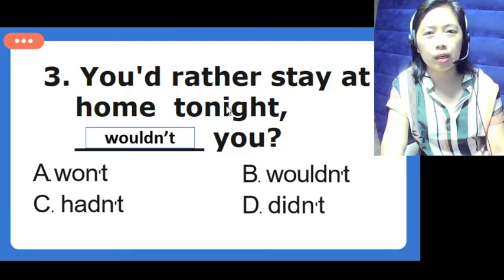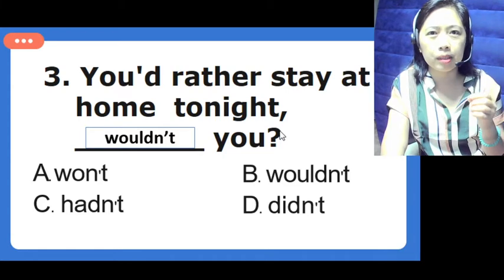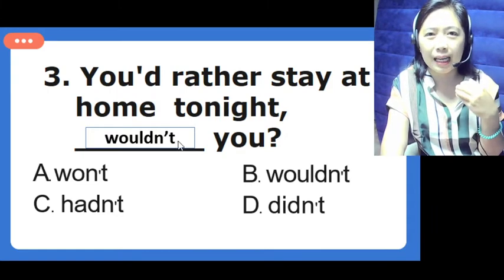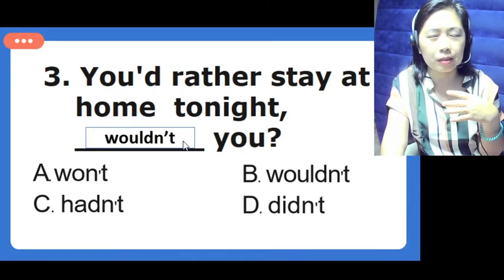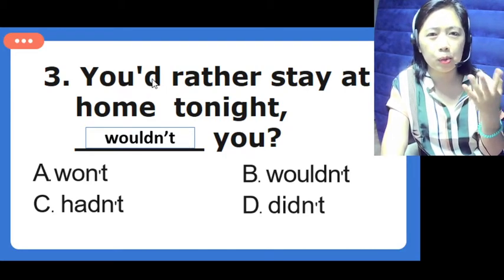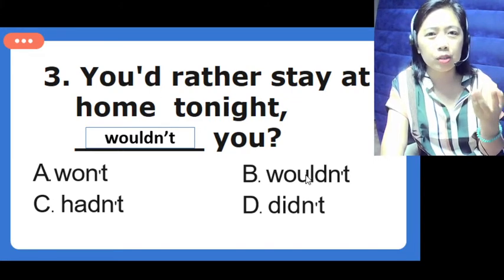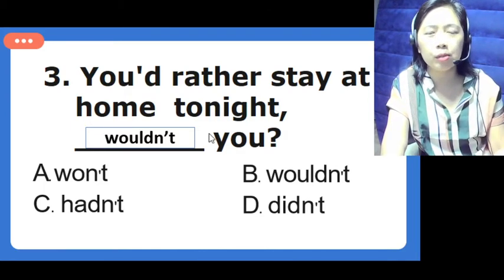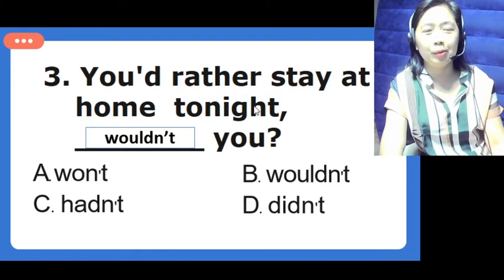And since we use a tag question, I hope we can have a short recall. When we have our tag question, we will try to connect it with our statement. If our statement is positive or affirmative, then our tag question will be negative. Remember, you are pretty, aren't you? Here would is the modal verb, positive, then we use the negative side of that. So wouldn't you? You'd rather stay at home tonight, wouldn't you? So that's the way it is.